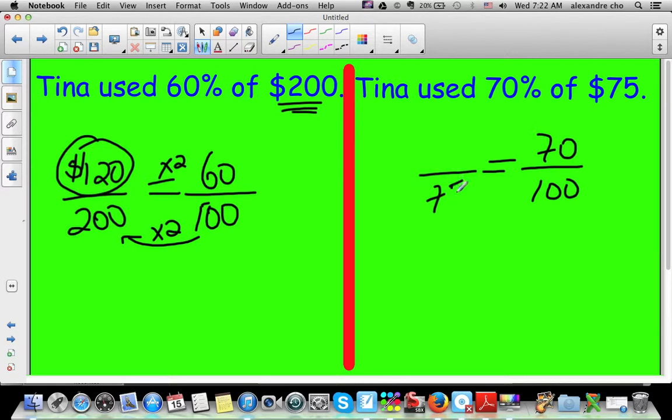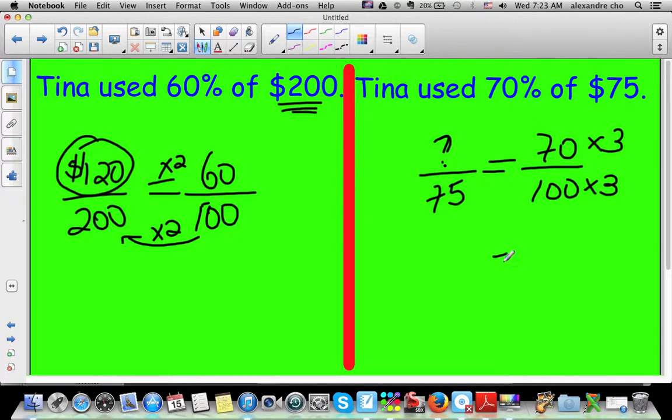And then this time she had $75, and we want to find out how much of that she used. There is no relationship here. Okay, so let's see what we can do. Can I divide this by 2? Is it going to help me? No. Gee, this one's a tough one. No, times 3. That works. So times 3 and times 3.